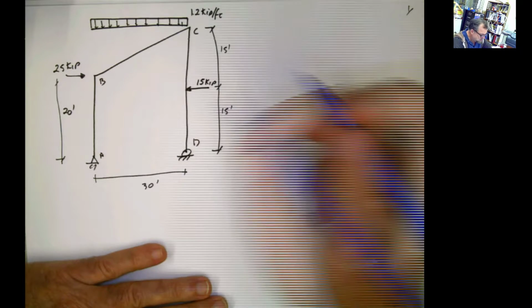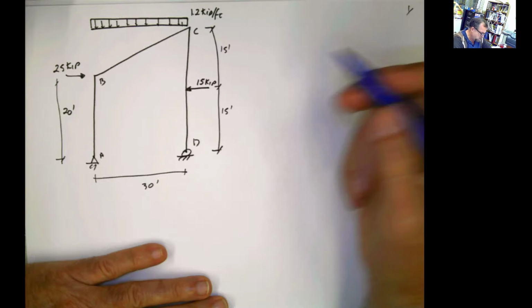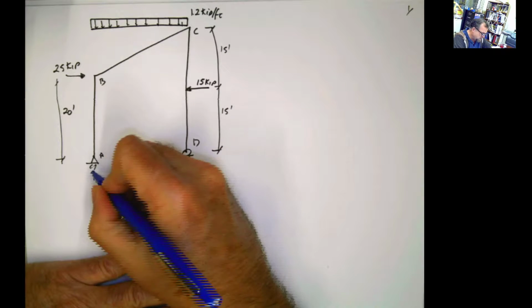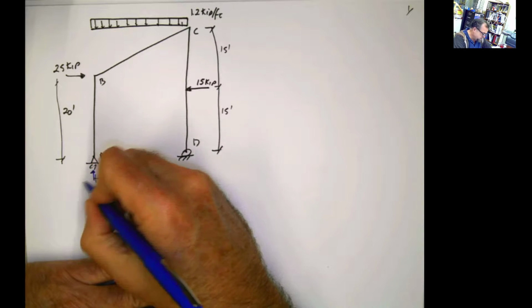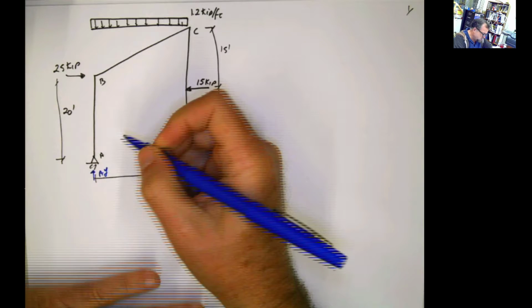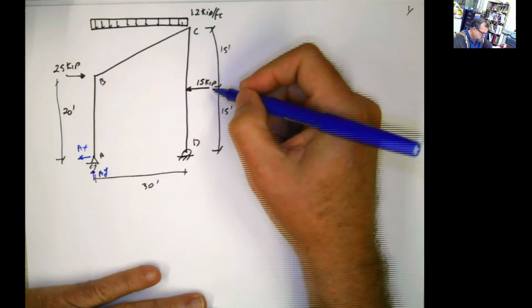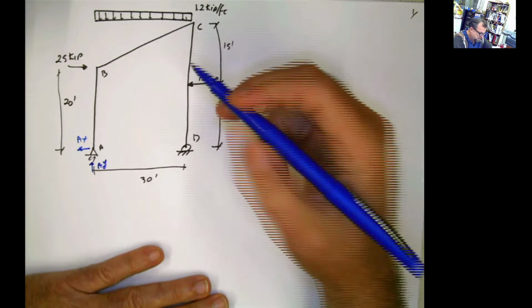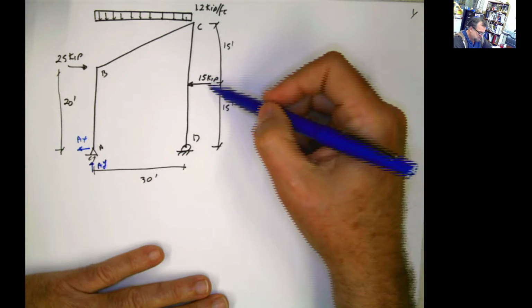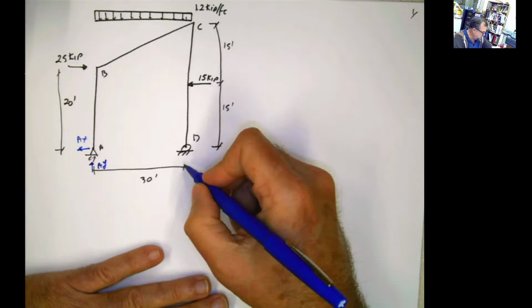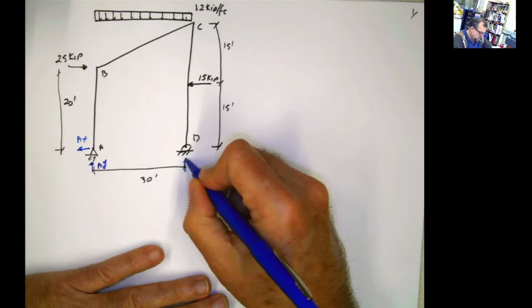So the first thing, check if it's statically determinate or indeterminate. Obviously, this is statically determinate. Second step, let's calculate the reactions. I know this is AX and it has to go to the left. Why to the left? Because this is 25, this is 15, so I need something extra over there. And this is AY and this is DY over here.